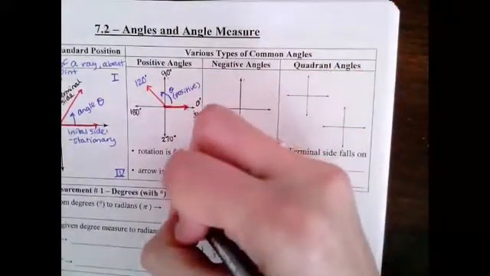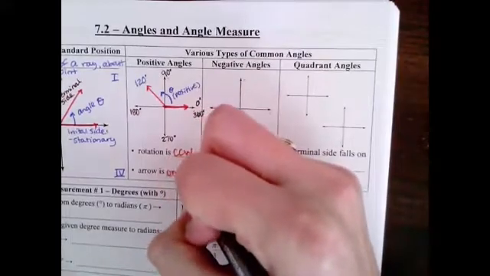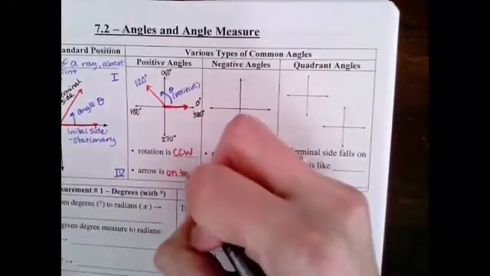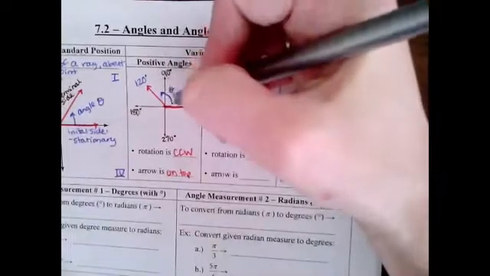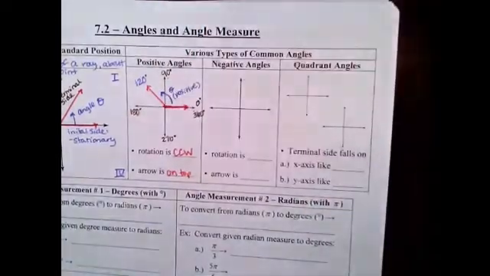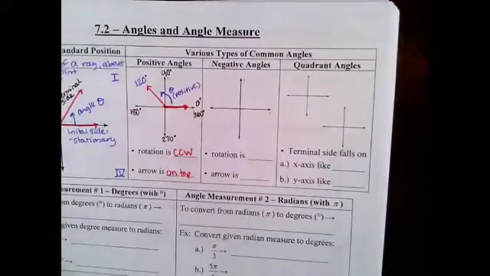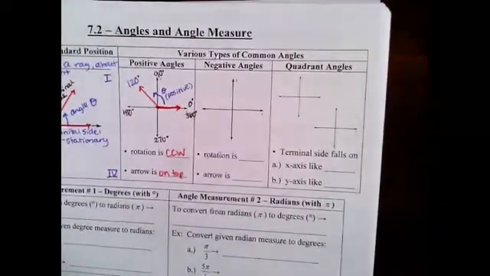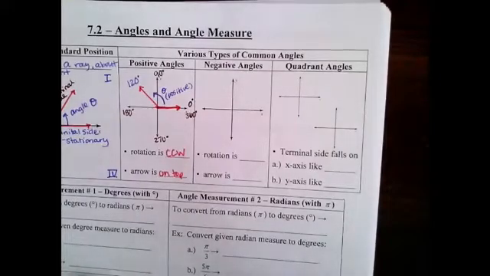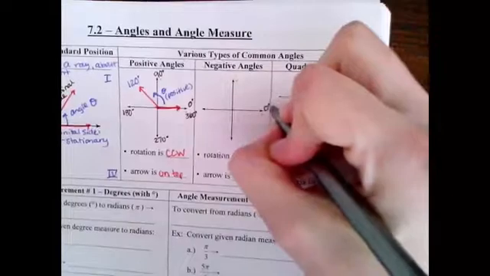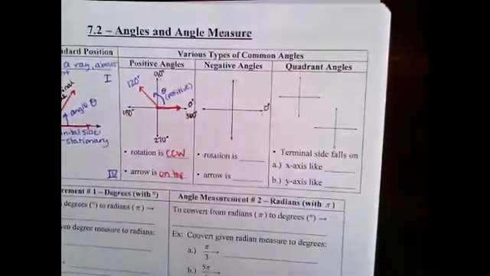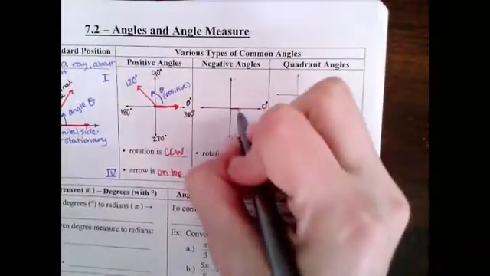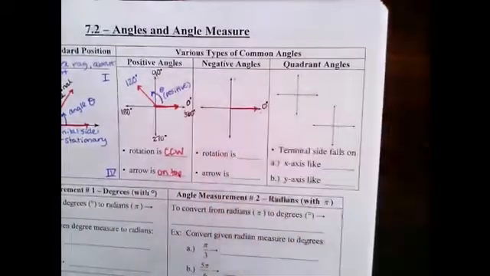The arrow is on top. And when I'm saying arrow, I'm talking about this little blue arrow I drew. Okay, that arrow is on top of the x-axis. So what do you think that means for negative angles? If this is still 0 degrees, I have my initial side that's stationary.